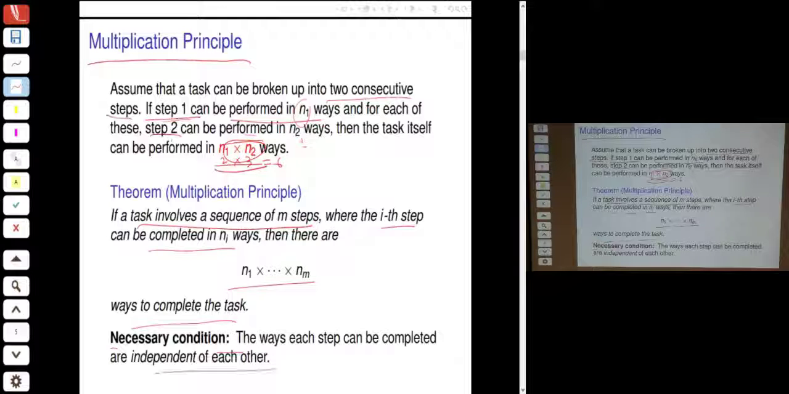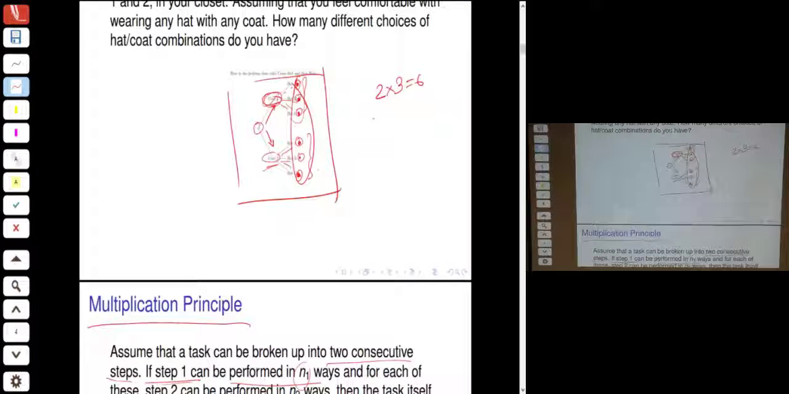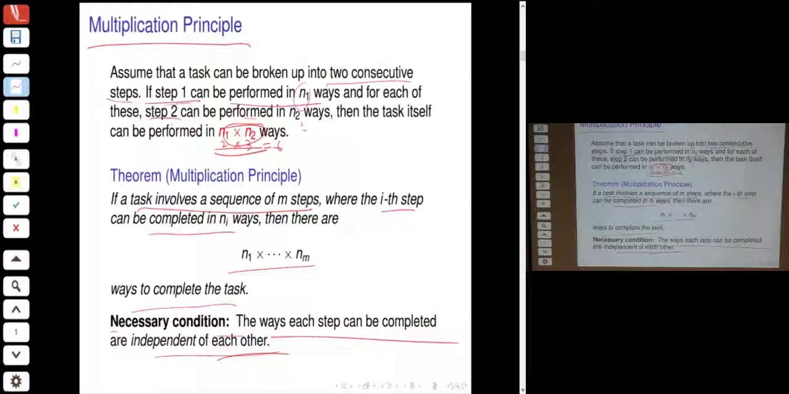And an important condition is that the ways each step can be completed are independent of each other. So in the hat and the coat example, for every choice of coat I had, I could choose any of the hats. Okay? So that is important. If it was the case that there were some coats with which I would not wear certain hats, then it would be more complicated, right? So it is important in using the multiplication principle that for every way of performing step 1, all the possible ways of performing step 2 are available to us. That's the only condition. As soon as this condition is met, you can use the logic of the multiplication principle and do this counting of the number of ways to perform the task.